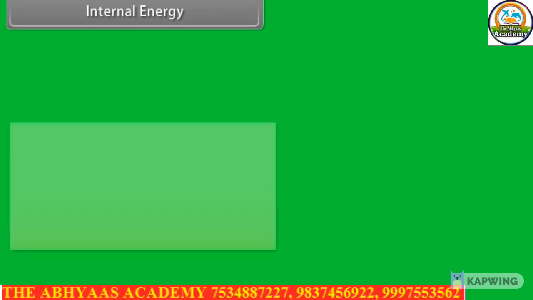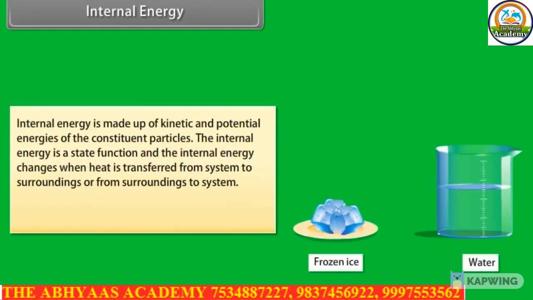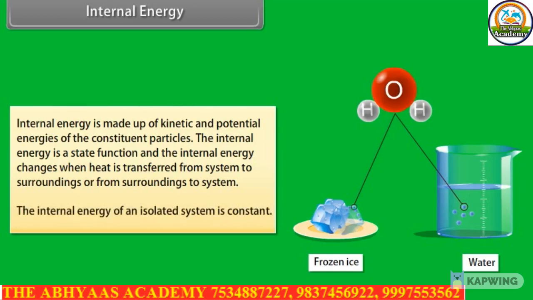Internal energy. Internal energy is made up of kinetic and potential energies of the constituent particles. The internal energy is a state function, and the internal energy changes when heat is transferred from system to surroundings or from surroundings to system. The internal energy of an isolated system is constant.